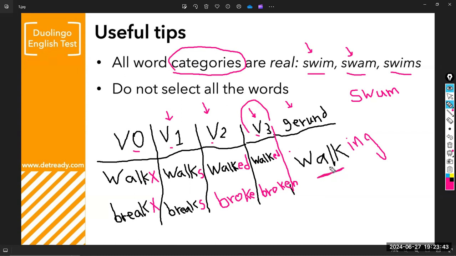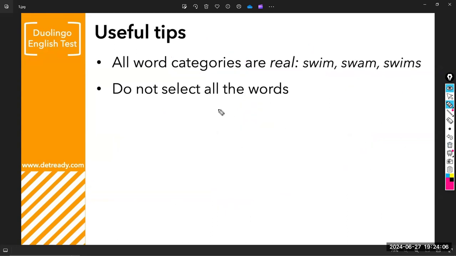Bravo. The verb without any ending is called what? Infinitive. Add ing, it will be gerund. So these are the categories of verbs in English. This is what I mean. Now you have to expect writing all the categories in English. Be careful. And don't select all the words. Please, this is something silly.